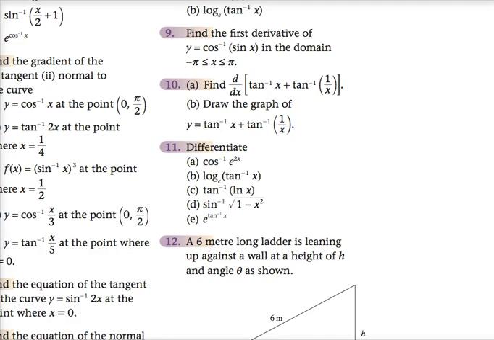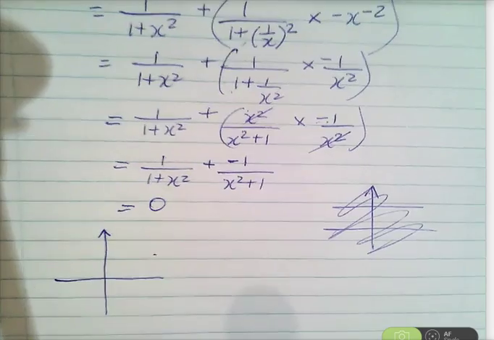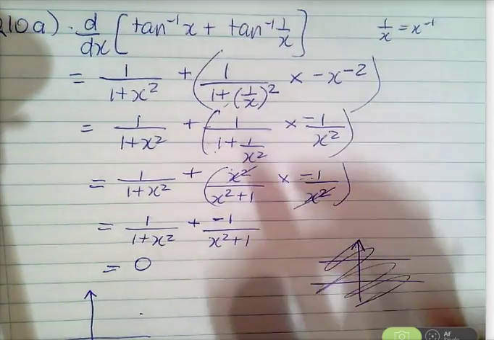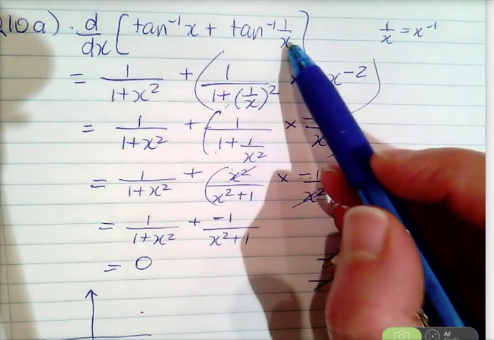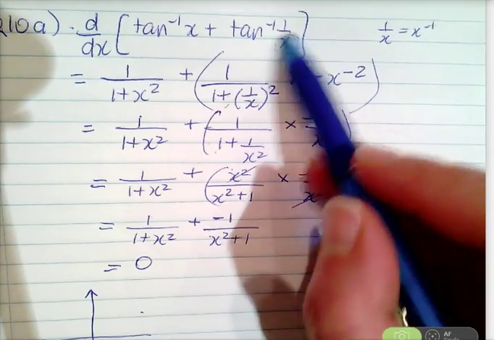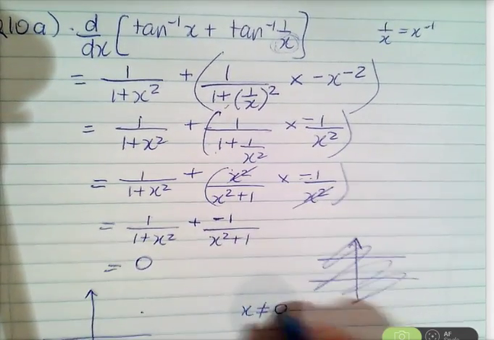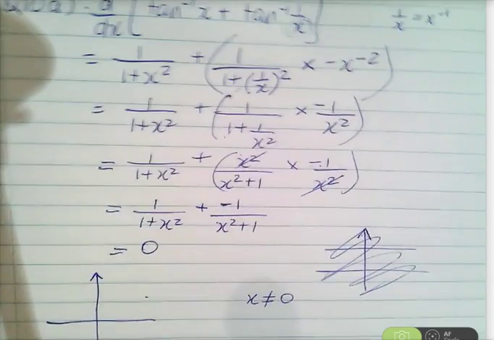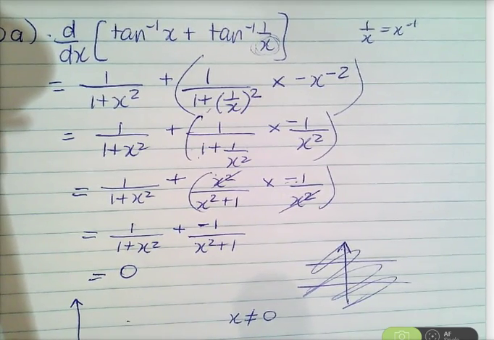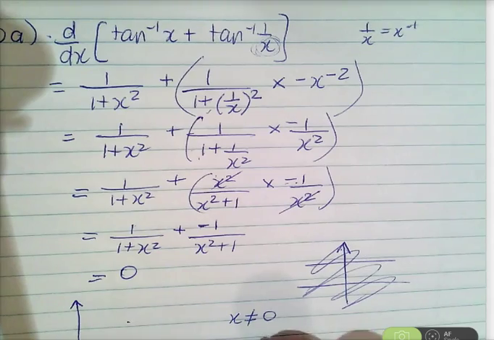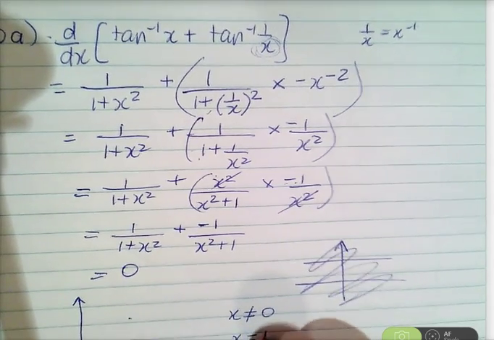So now, the second part of the question is to draw the graph of the inverse tan of x plus the inverse tan of 1 on x. So we'll do a table of values. Obviously, x can't equal 0 because of this denominator here. So x cannot equal 0. So there's going to be some sort of discontinuity in the graph at x is 0. So let's just try some other values, okay? So let's try when x is 1, for example.